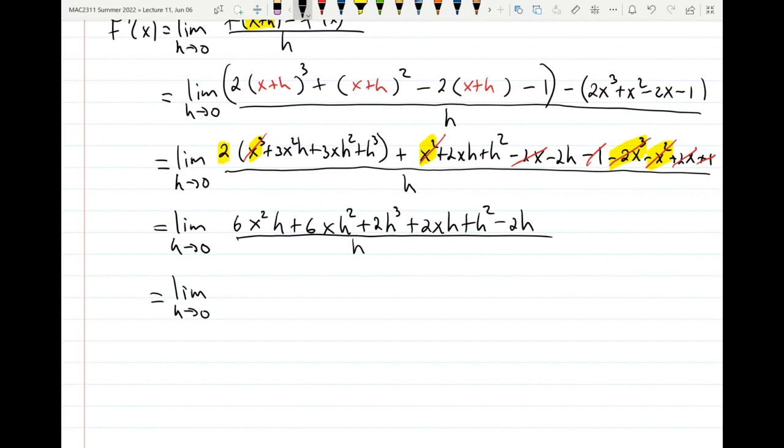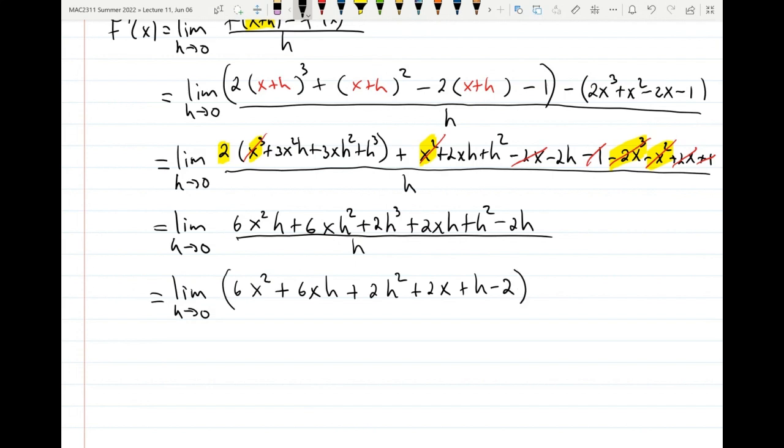It's easy. Just divide by h every term. What do we get? 6x squared plus 2x plus 6x squared plus 6xh, right? This h cancels with one of these, another one survives. Plus 2h plus 2h squared. 2x plus 2x plus h plus h minus 2. Minus 2. Good.